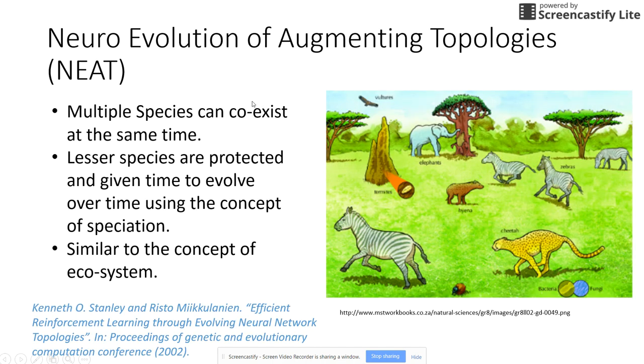The most famous method in topology and weight evolving neural networks is the neuroevolution of augmented topologies. This supports the concept of multiple species. So the lesser species are protected and given time to evolve during the concept of speciation. There, it actually maintains the diversity and also helps in optimizing the topology better.